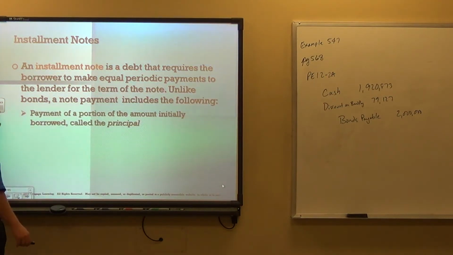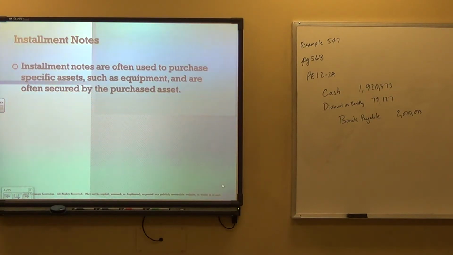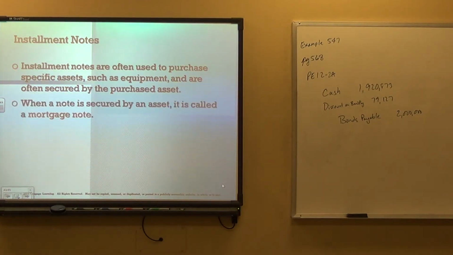So the payment includes a portion that is principal, like we would do for a car loan, and another portion that is interest on the outstanding balance. Installment notes are often used to purchase specific assets, like a car or a building, and it's usually secured by that asset. It is also sometimes called a mortgage note. A lot of us may have a mortgage that is tied to the house that we have.